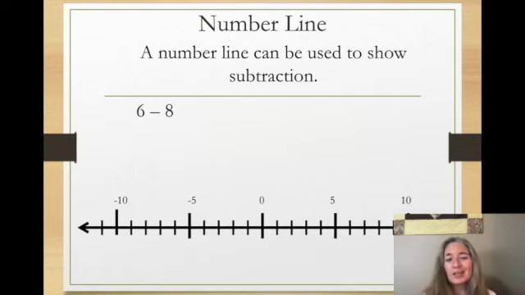So it's sort of like you have $6 and then you owe 8, so you have to pay someone 8. You don't have 2 after that. You have negative $2. So let's look at it on a number line.